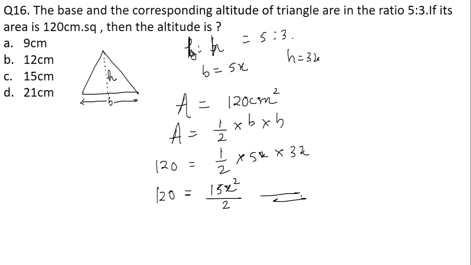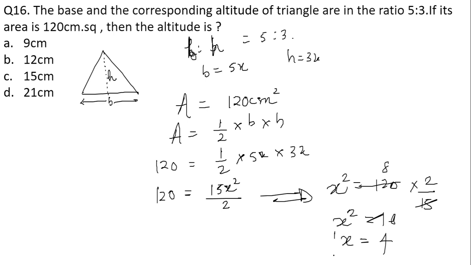This will give me further, after further calculation, x square is equal to 120 into 2 upon 15. This will give me, 15 8s are 120, x square is equal to 16. The value of x is going to be 4. This is the value of x.